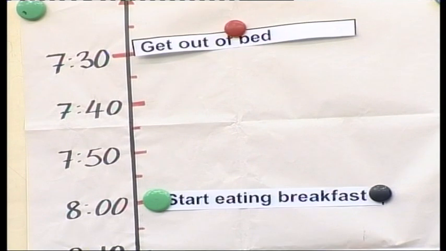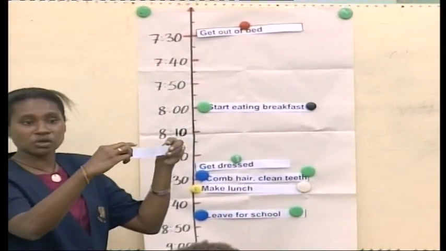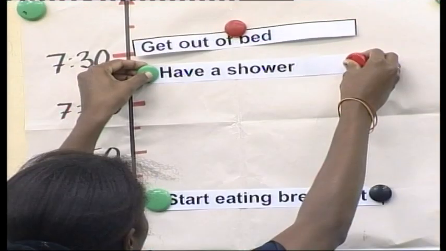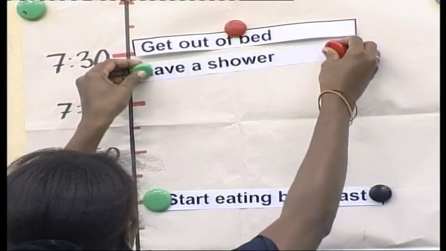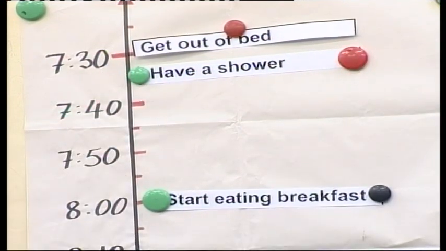Okay, it's always best for us to have a shower first. Have your activities in order. So when do you think you might be having your shower? 7:35. The 7:35, it's up here. That's the time when you should be having your shower.